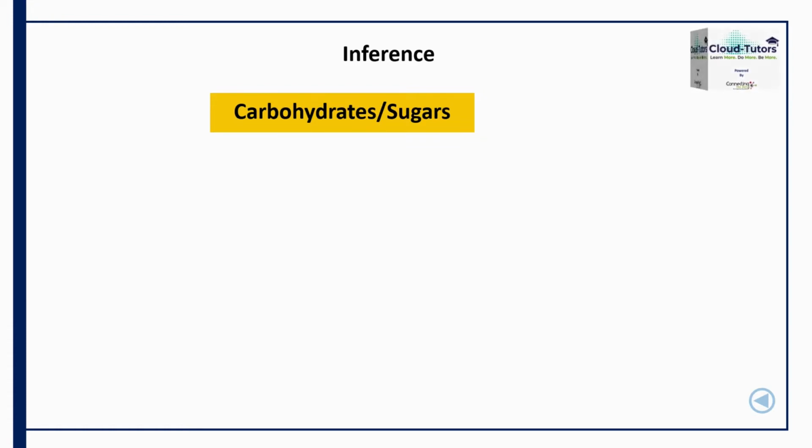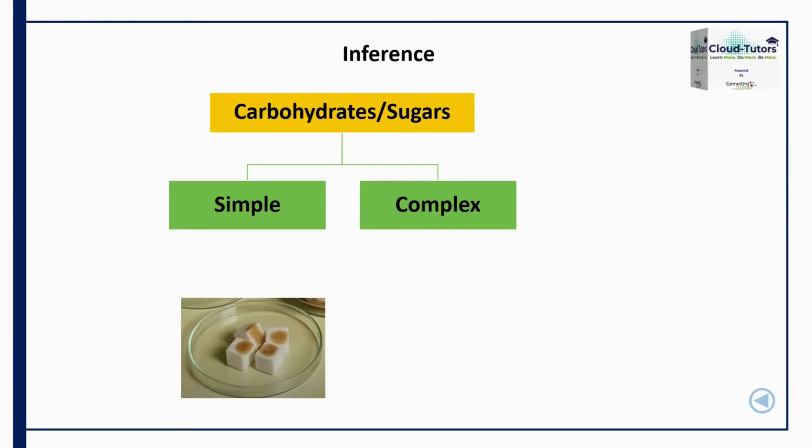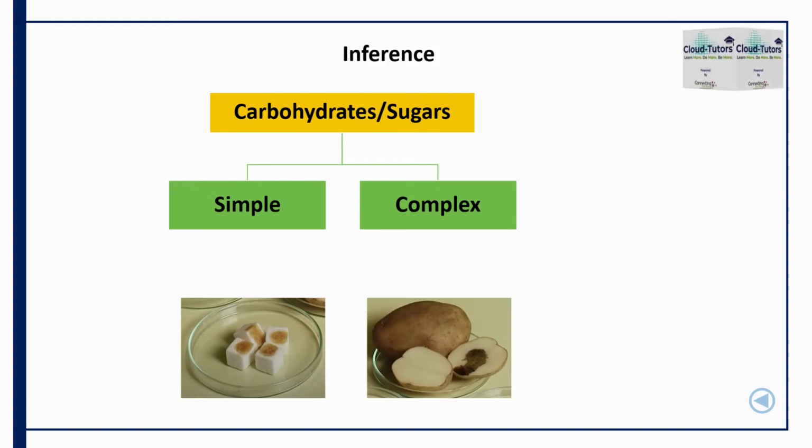We know that carbohydrates are energy-rich compounds, commonly known as sugars. They are divided into simple sugars and complex sugars. Simple sugars are present in sugar cubes, examples being glucose, sucrose, etc. Whereas complex sugar is present in potato, that is starch. So simple sugars have a very simple structure.